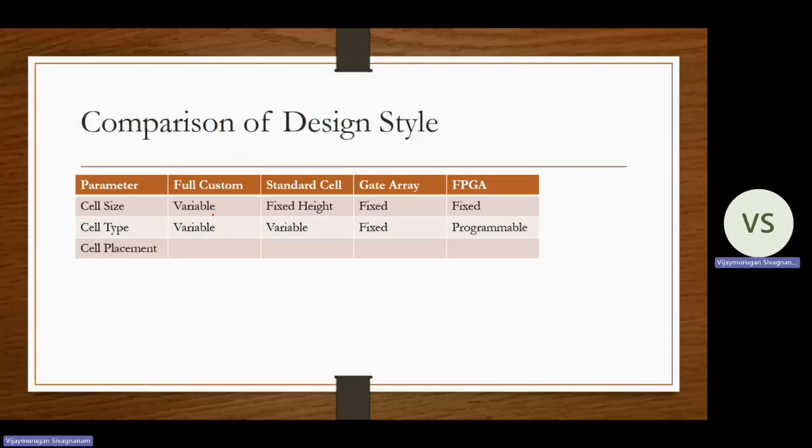Then come to cell placement. So placement of cell. So first one, full custom. The cell placement is variable. Then come to standard cell. So here in row, the cell is placed in row format. Then come to gate array. So gate array cell placement is fixed one. Then come to FPGA. So FPGA also is a fixed one.